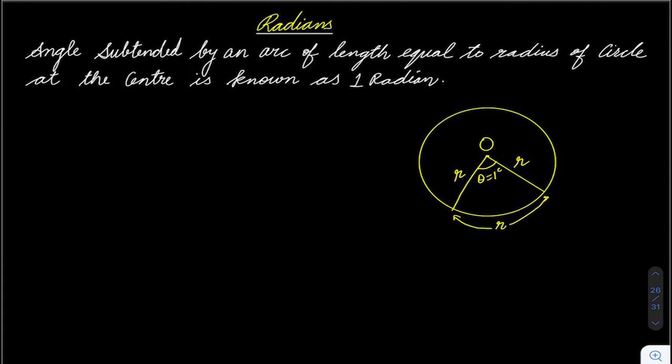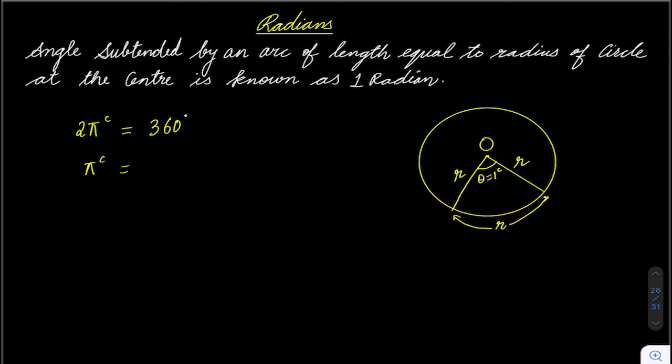So basically you take a circle, you take an arc whose length is equal to the radius of that circle, and you can take that arc anywhere on the circumference, it doesn't matter. Whatever angle that arc subtends at the center is 1 radian. If you take the whole circumference, then the angle subtended at the center will be 2 pi radians, and we know this angle is 360 degrees. So we can say pi radians is 180 degrees.